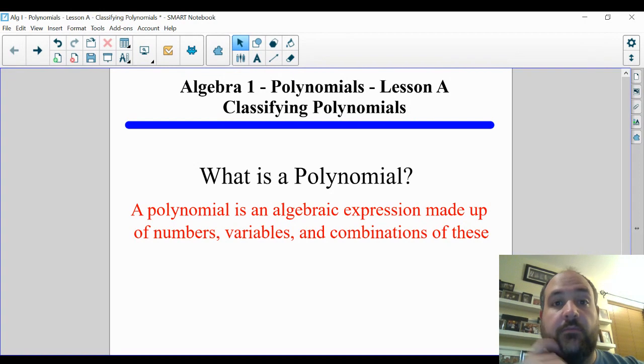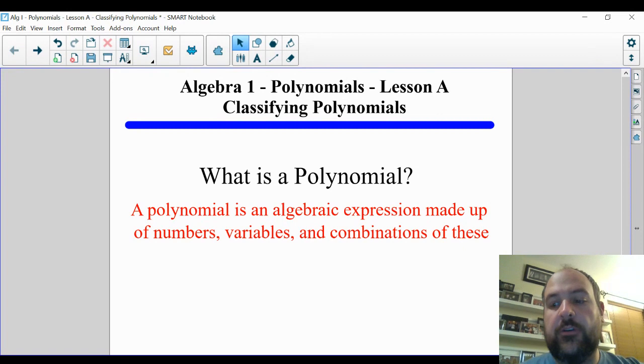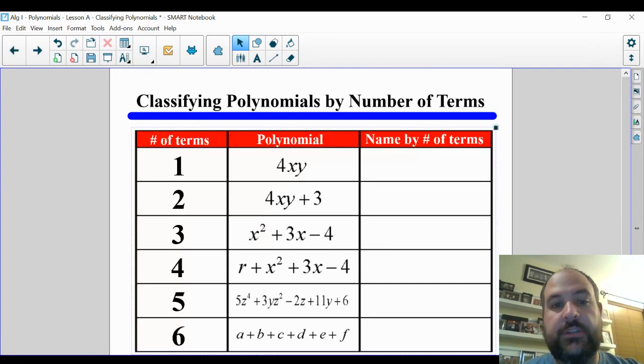We talked about these things earlier in the year when we talked about adding and subtracting algebraic expressions. We talked a little bit about multiplying them. So what we're going to find is that we actually have specific names and ways that we classify these things. And we're going to look first at two different ways of classifying polynomials. The first way that we can classify polynomials is based on the number of terms.